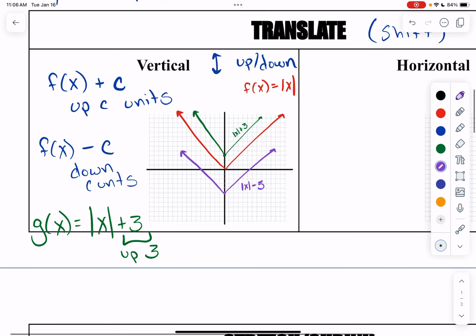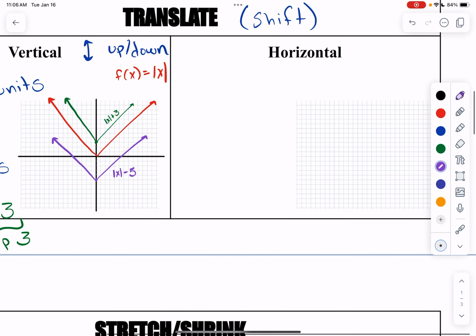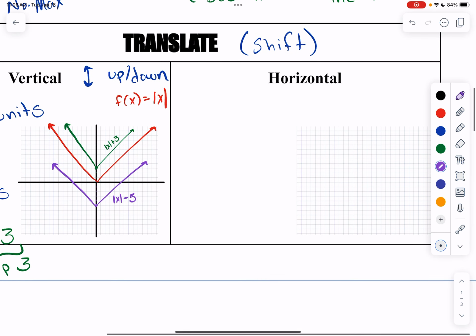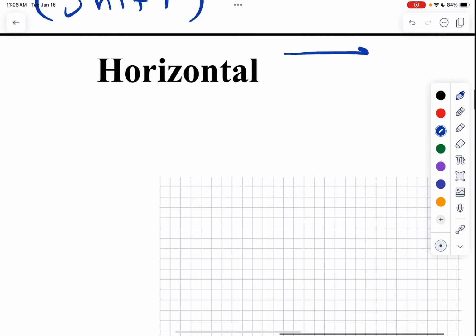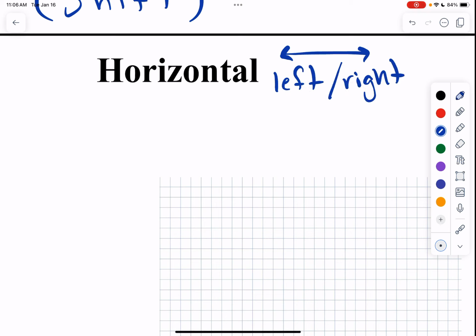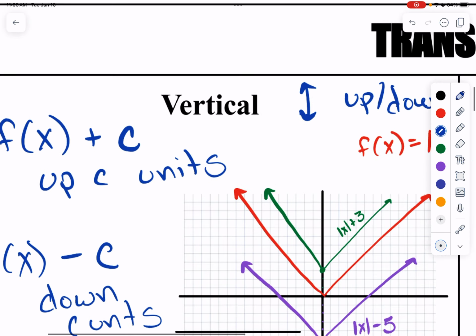Okay. So vertical translations are awesome. They work exactly how you think they would. Horizontal, on the other hand. Horizontal is left and right, much like the horizon in the distance goes left to right. Horizontal, I'm going to put a star here, works backwards from what you think it would. You would think if I want to move it right, I'm going to add. But if I add, it's going to move it up.